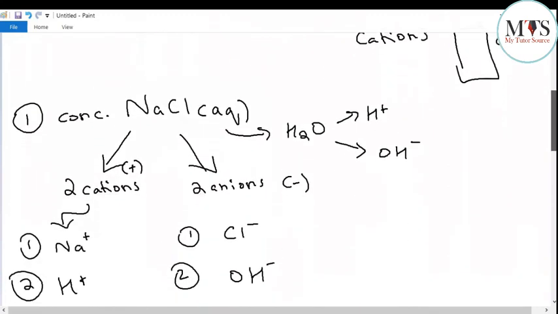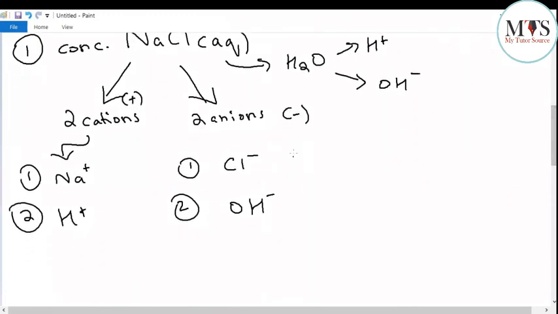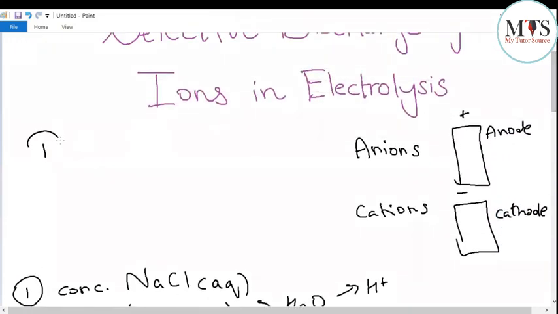Now over here, the question is: out of these two and out of these two, which one of them is going to be discharged, or deposited on the electrode, and which one is going to stay as the ion? There are basically three rules for this. One is, for the cations, we will be discussing the reactivity series.